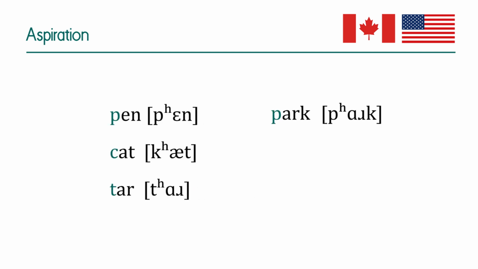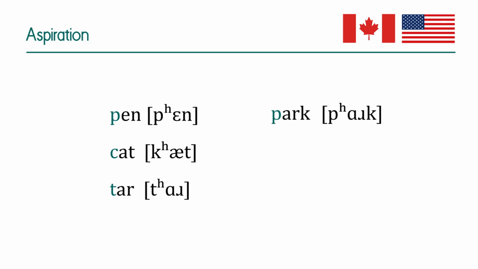So the word park contains a k, but the p is aspirated and the k is not aspirated, right? First of all, there's an aspirated p. The k is not aspirated, which is confusing, you might say. So why do you aspirate k in cat, but not in park? Why do you aspirate t in tar, but not in cat? I'm going to answer that question, right?